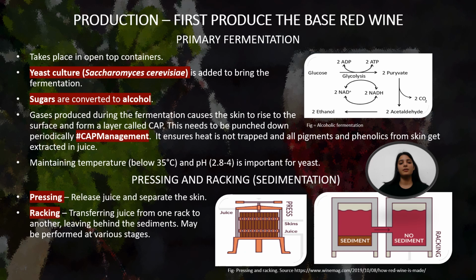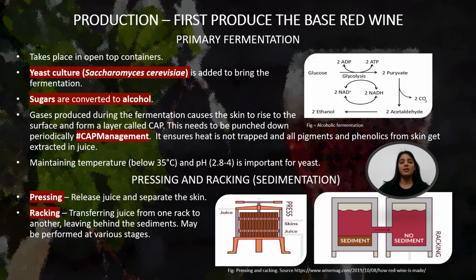So once the must is ready, the next step in the production is the primary fermentation. Primary fermentation takes place in open top containers and it is done with the help of a yeast culture, Saccharomyces cerevisiae. What happens in this fermentation process is that sugars are converted into alcohols. But this conversion of sugar into alcohol also releases gases.